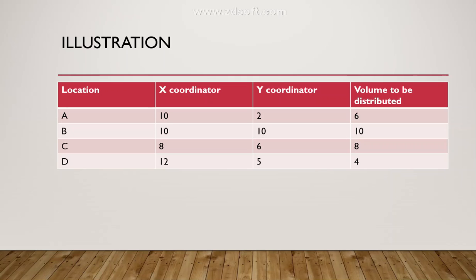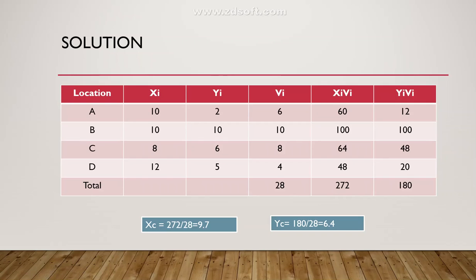Okay, so now the y coordinate is the distance traveled by location A, which is 2, 10, 6, 5. So volume to be distributed. So we have this. So let's put this in formula. Okay, this is what is the solution.